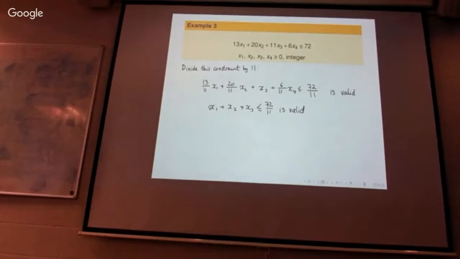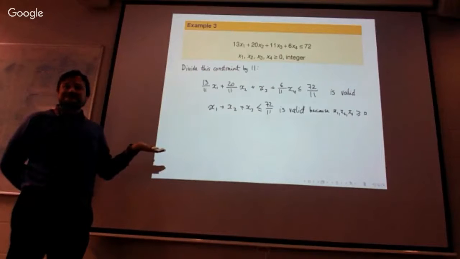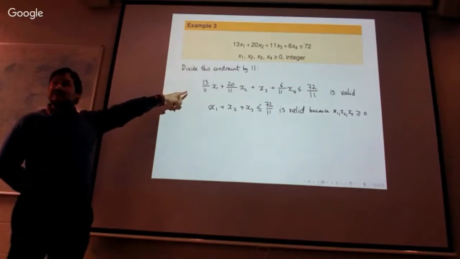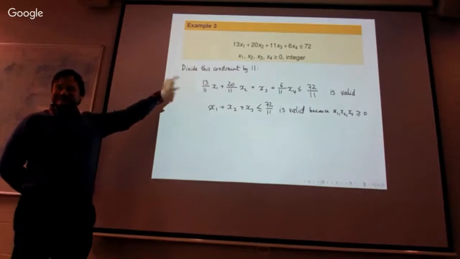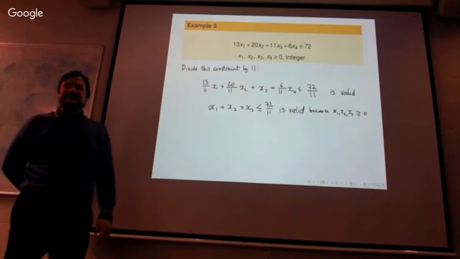So this is valid because these variables are all greater than or equal to 0. Not even using the fact that they're integer, but I'm replacing every coefficient with something smaller, so I get something smaller. Does that make sense? This is very important, so everybody please understand. Not a very good teaching method. I'll give you a 5 if you understand.